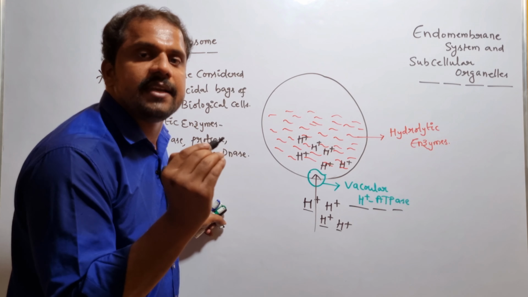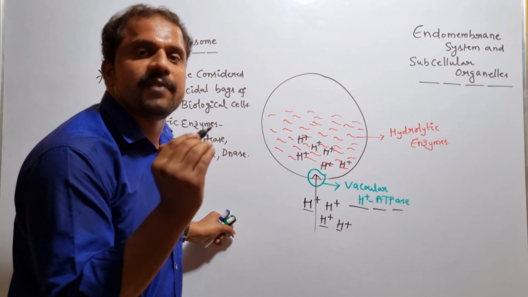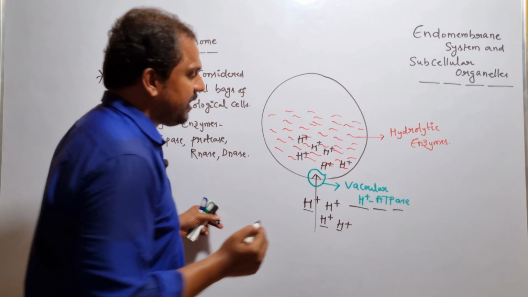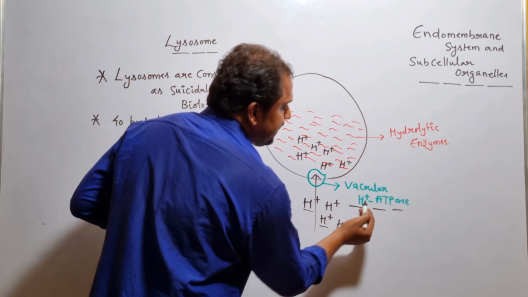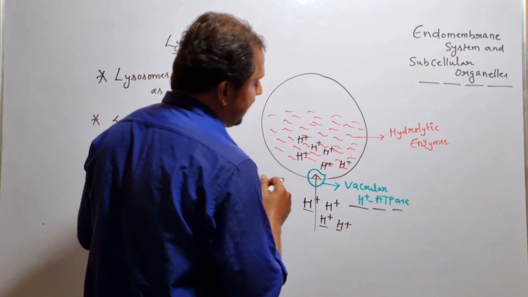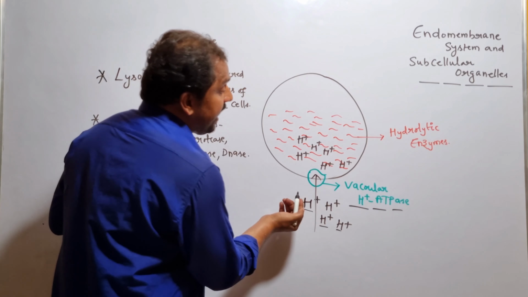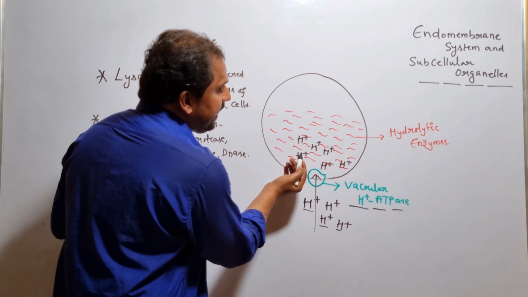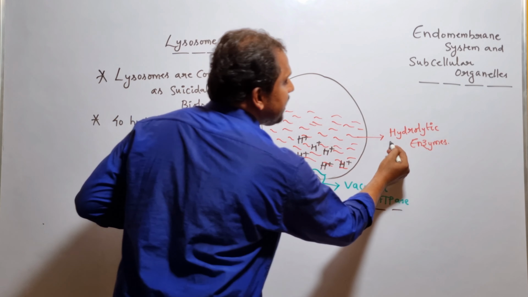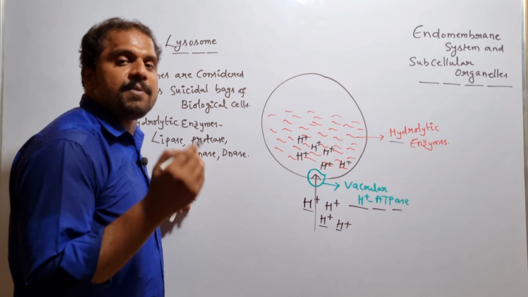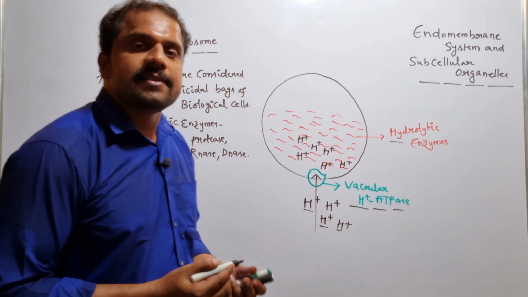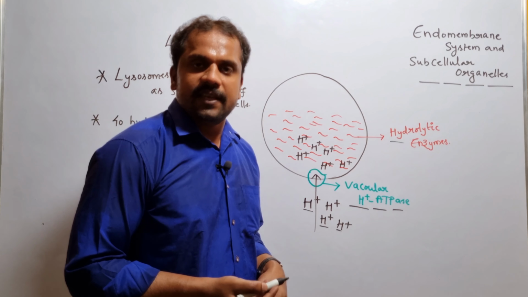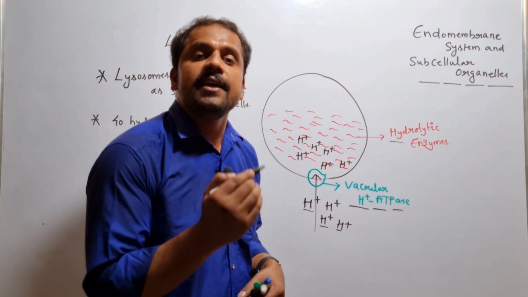And here the particular energy is provided by means of ATP. Is it clear? So here the vacuolar H plus ATPase is responsible for pumping the H plus ions, or the protons, against the concentration gradient. So within the presence of the internal acidic pH, all the various hydrolytic enzymes are capable of degrading the biological cells as well as the biomolecules. Is it clear? So this is regarding lysosomes.